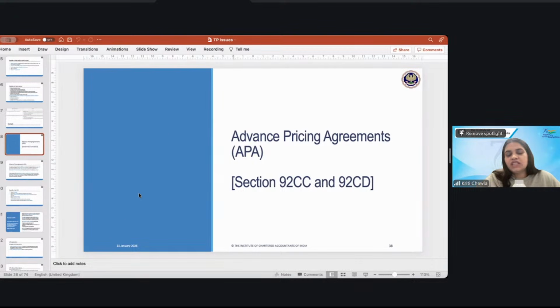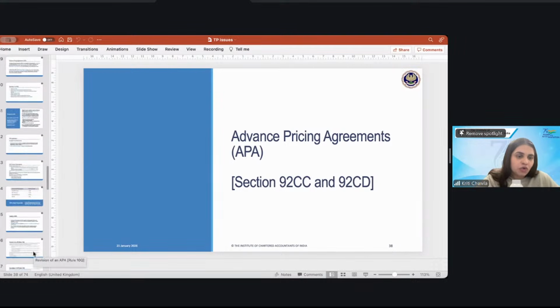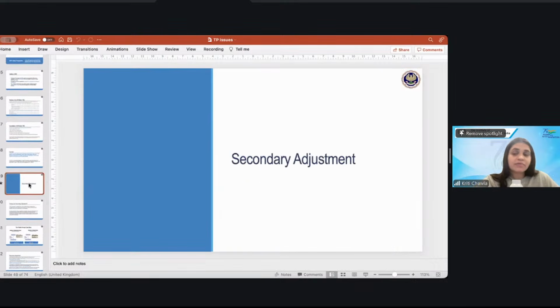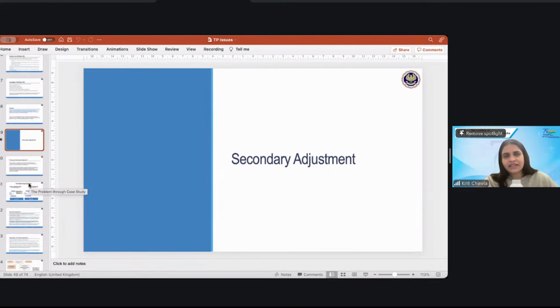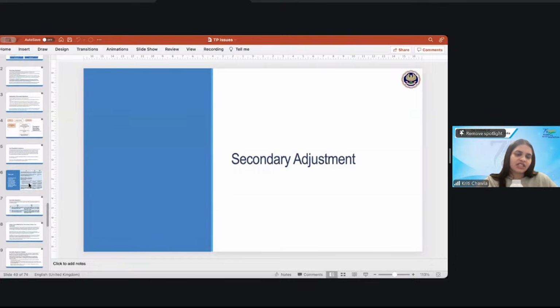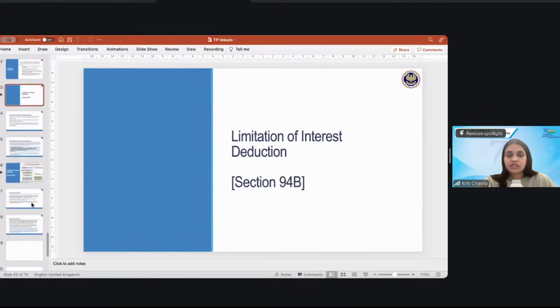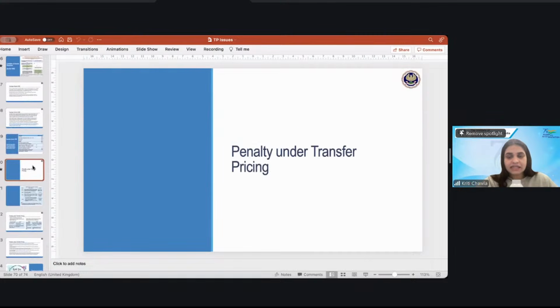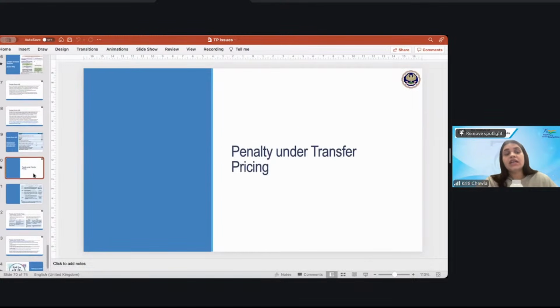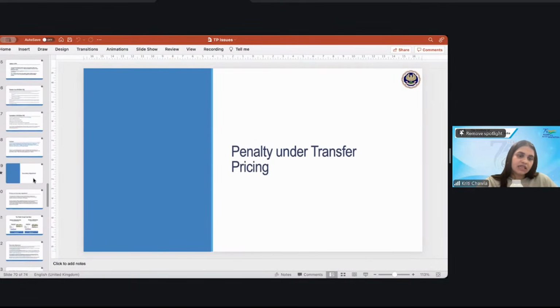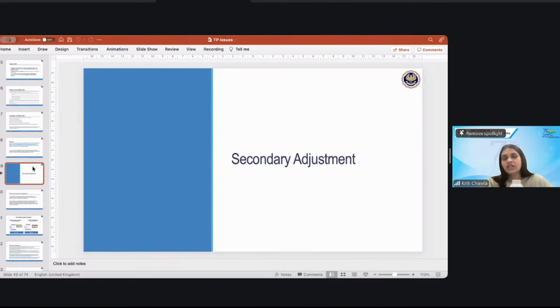Okay, with this, we finish for today. For tomorrow, what we'll discuss is something very interesting, a little technical, which is called secondary adjustment. We'll also discuss interest limitation rules. And then we'll discuss penalties. And then I have a few questions that we will be discussing from the manual. So that's the agenda for tomorrow. And with that, we will finish with the entire transfer pricing.